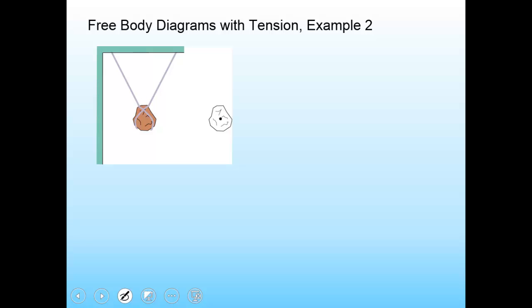All right, let's do another example. Again, we have the rock or the stone being held up by two strings, but now these two strings are pointing in different directions than we saw in the previous one. Okay, we can draw our free body diagram. We have the force due to gravity pulling down, and we have a tension pulling to the right due to one string and a tension pulling to the left due to the other string.